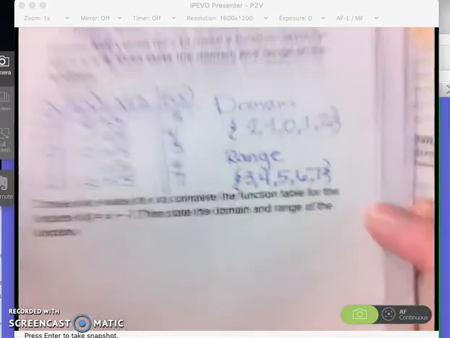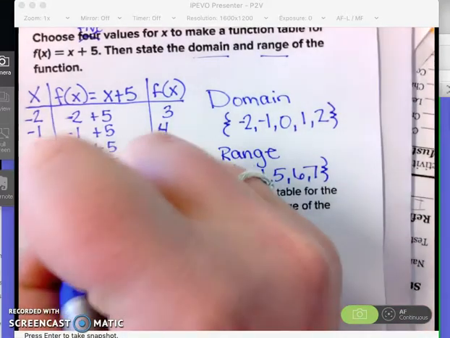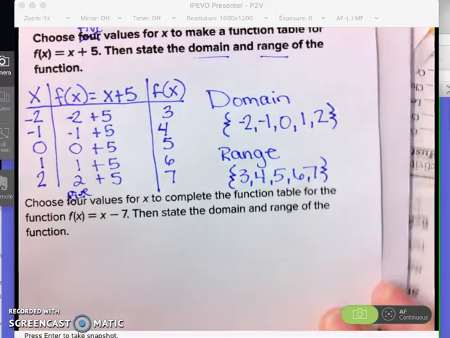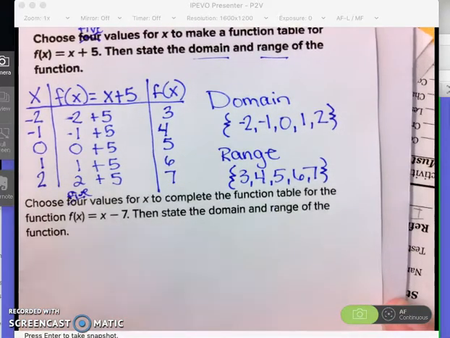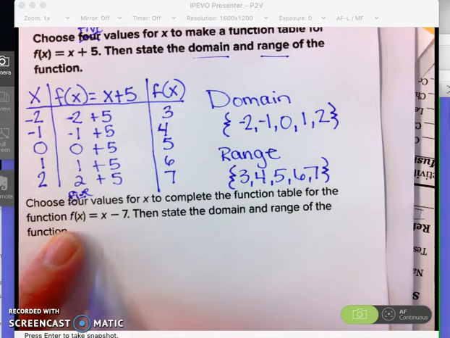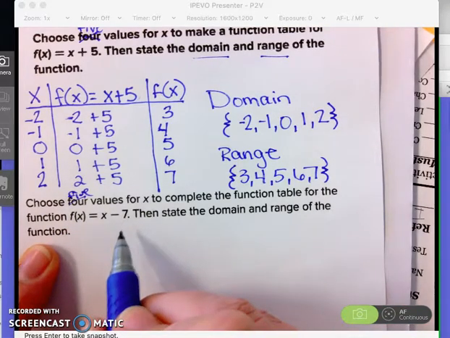Okay, again, choose 4 values. Instead of 4, I want to write 5 values for x to complete the function table for the function f of x is equal to x minus 7, and state the domain and the range.